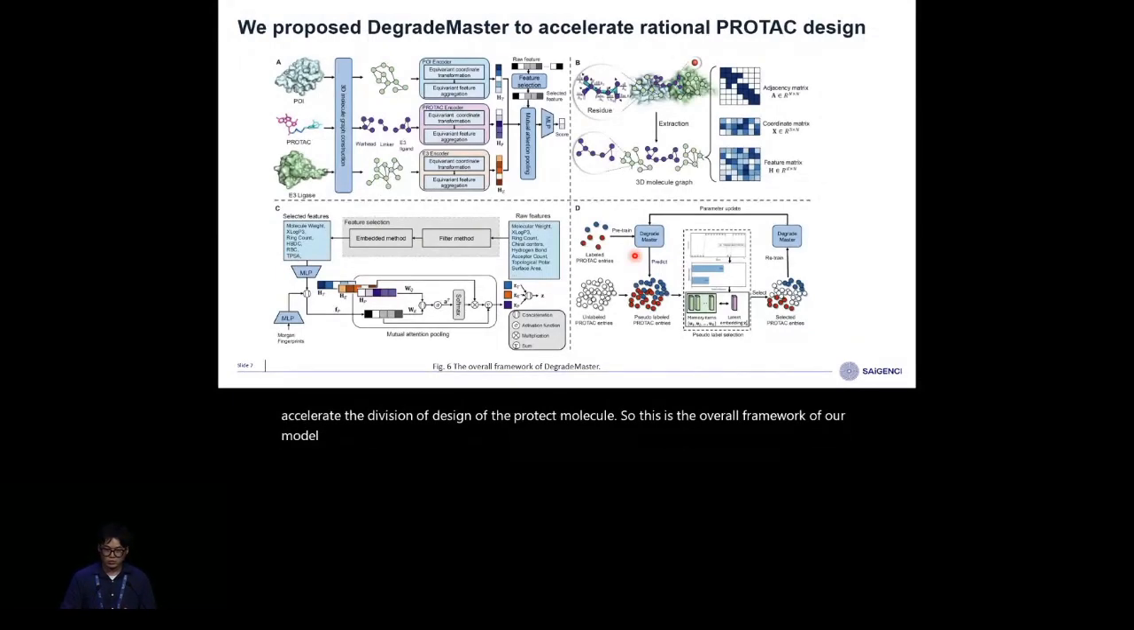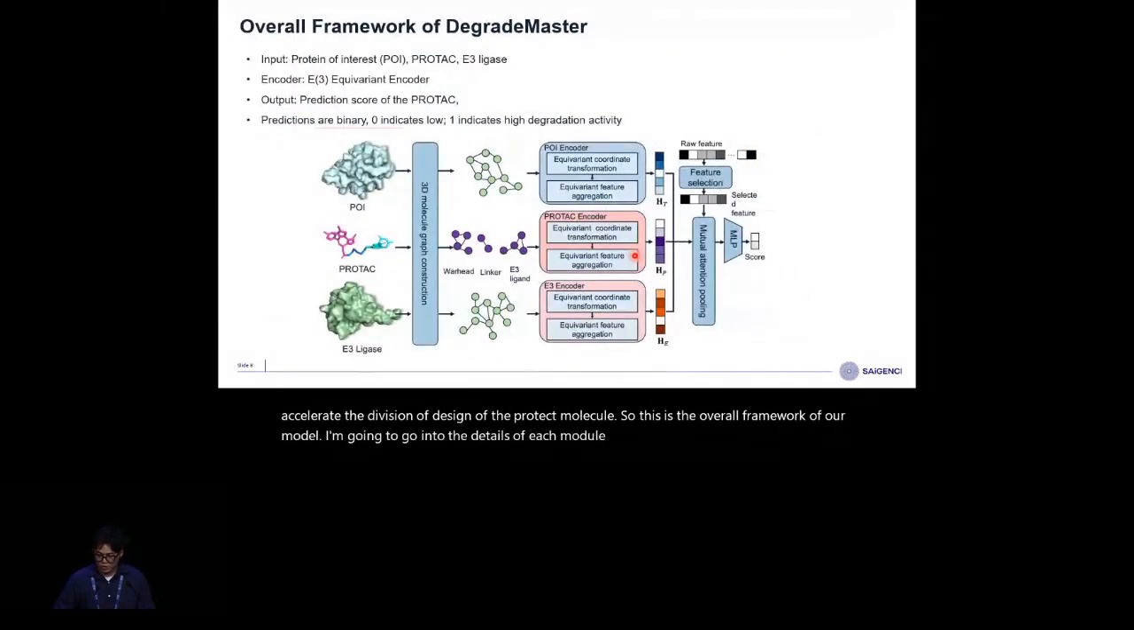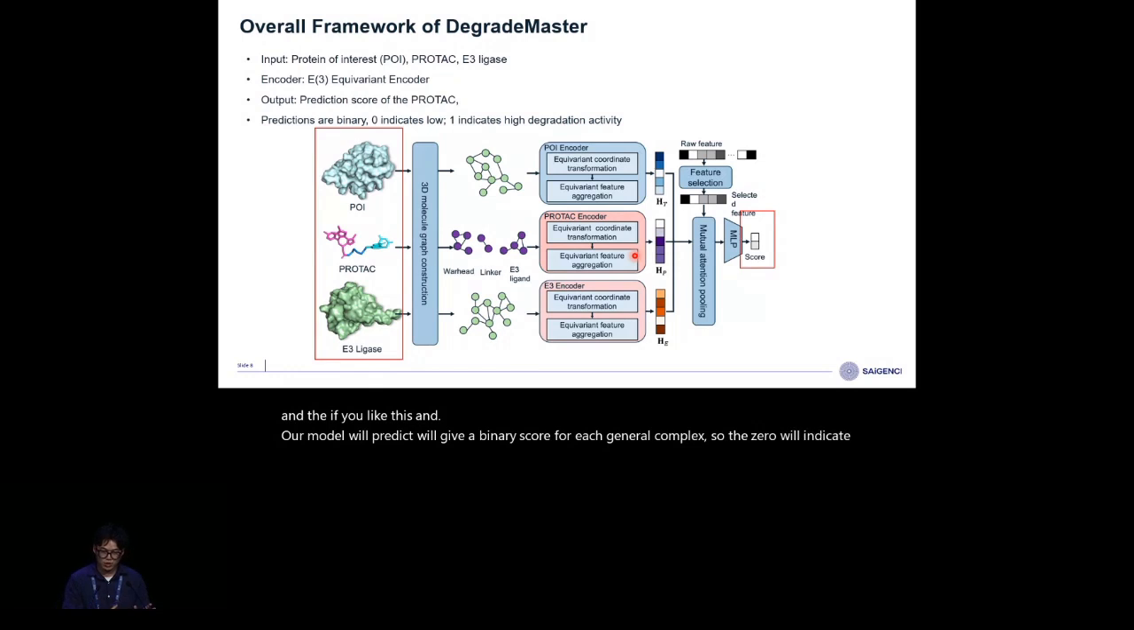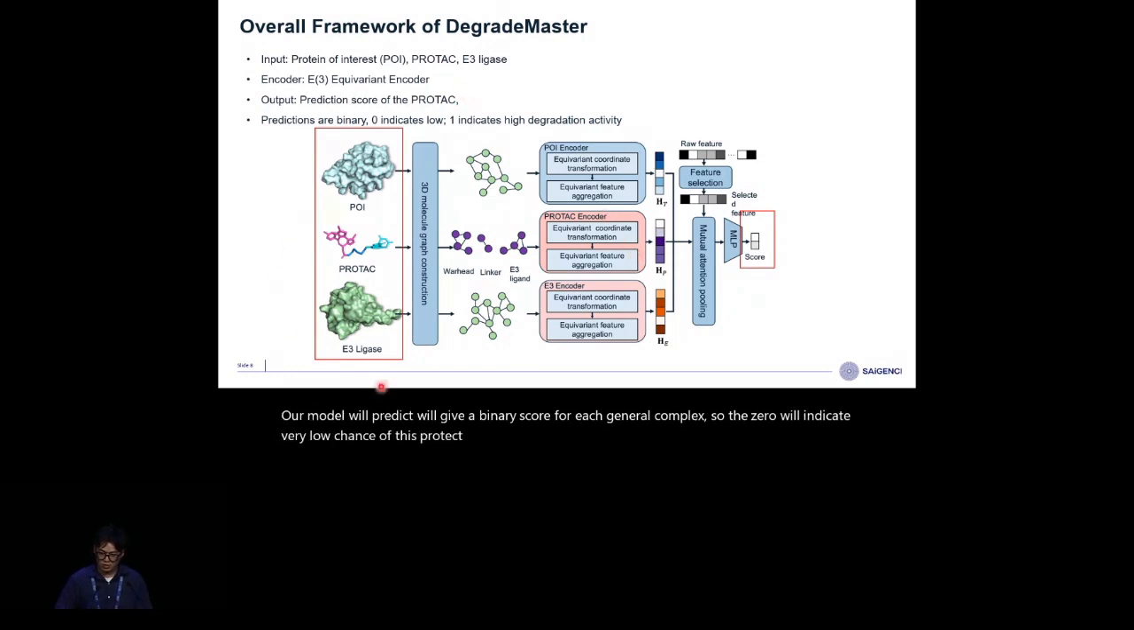I'm going to go into the details of each module. So first, we can see the input and output of the model. The input is the ternary complex, which consists of the target protein, the PROTAC, and the E3 ligase. And our model will give a binary score for each ternary complex. So the 0 will indicate a very low chance that this PROTAC induces the degradation of the target protein with this E3 ligase, and the 1 indicates a very high chance of degradation.